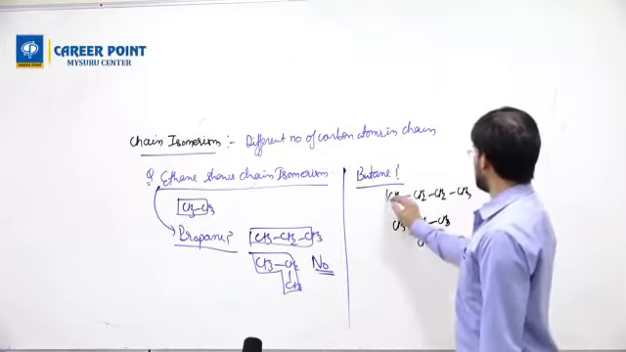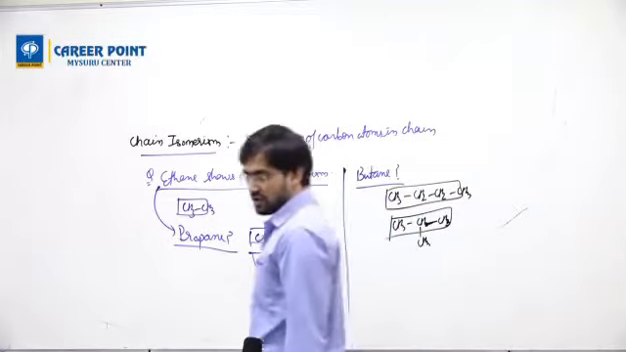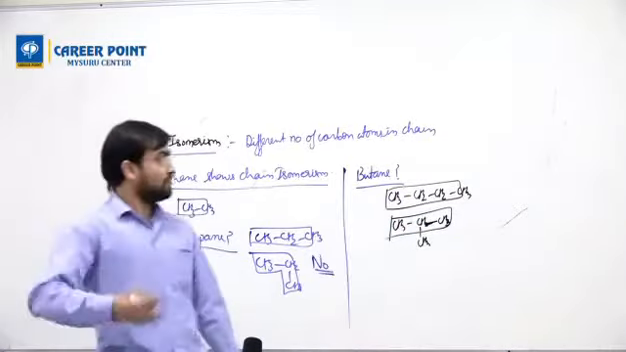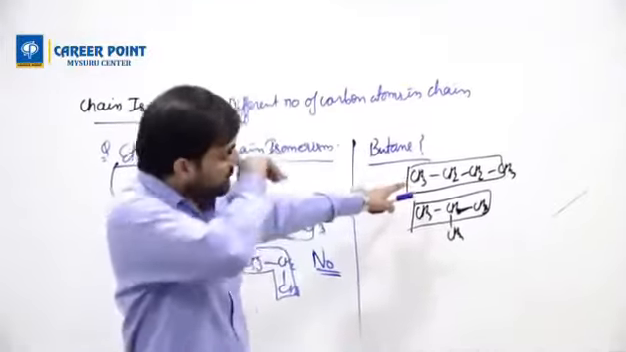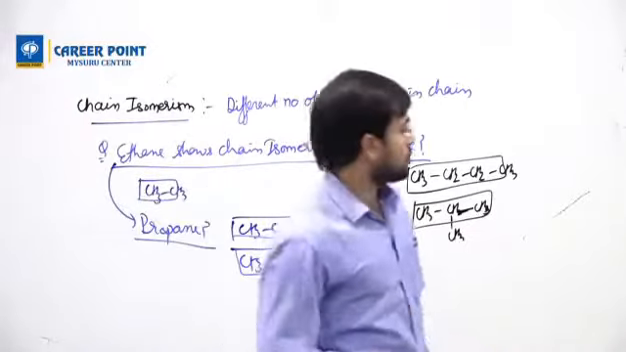So now this is a 4-membered chain, and this is a 3-membered chain. We get a different number of carbons in the chain. That's why butane will show isomerism. So butane has 2 isomers. What are the names of them?